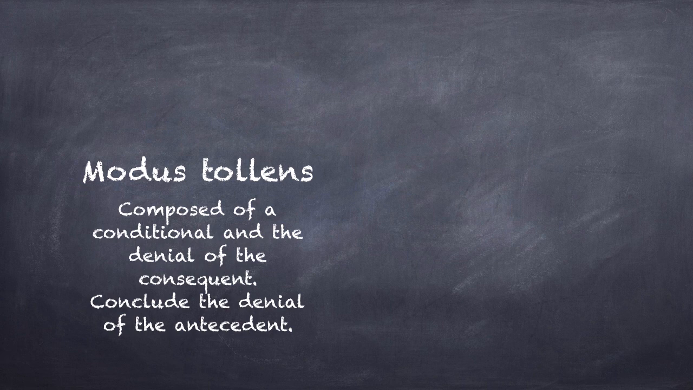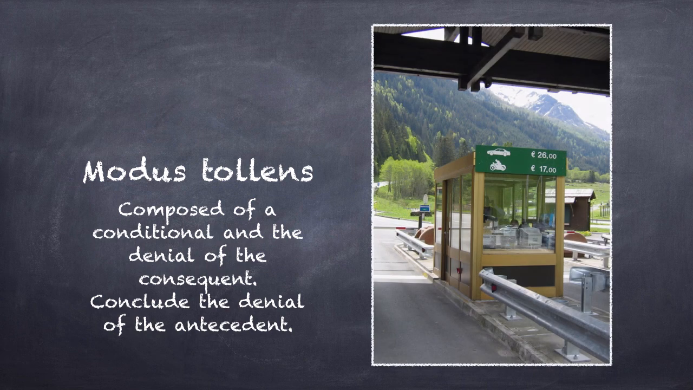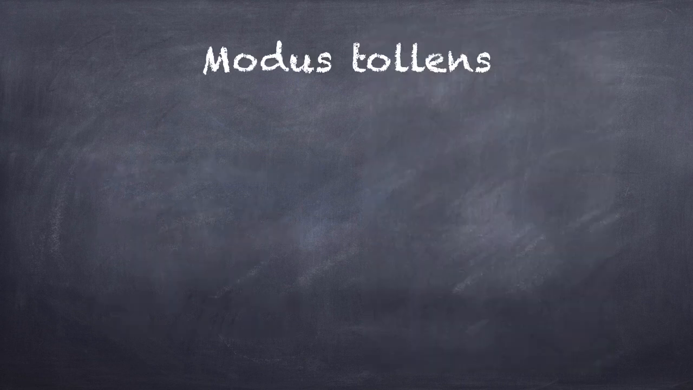The next argument form is related to modus ponens. It is called modus tollens. Modus tollens is Latin for mood that denies. Again, the idea is simple enough. First, we have our conditional expressing sufficiency. Next, we deny the consequent. Recall that the consequent is necessary for the antecedent. Since the consequent is false, we infer that the antecedent is false. For our memory mansion image, I like to use a toll booth, the mode of tolling. Mode of tolling for modus tollens.